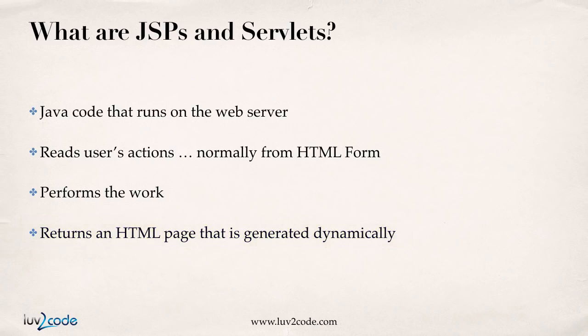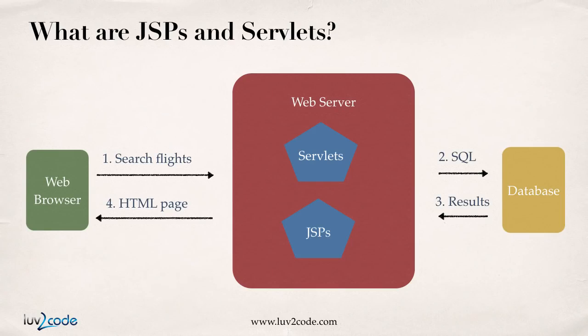So pulling it together with this big picture, our servlets and JSPs could run on the web server. They could read flight information, send information over to the database, get the results, and then send back an HTML page. That's the area where servlets and JSPs can fit in your web application architecture.